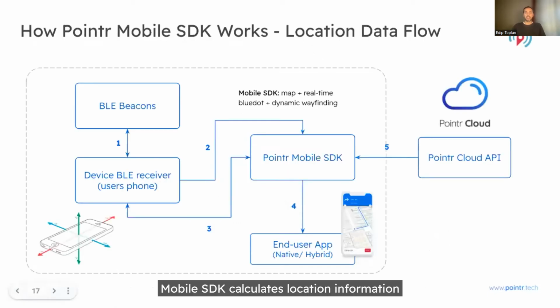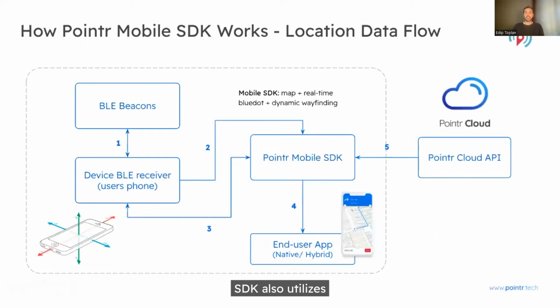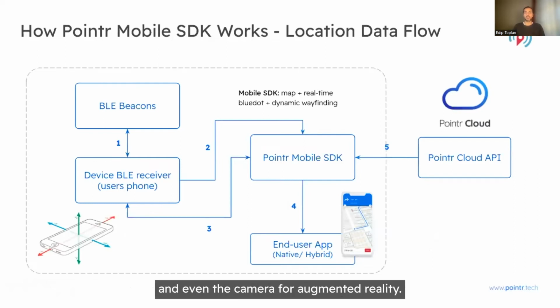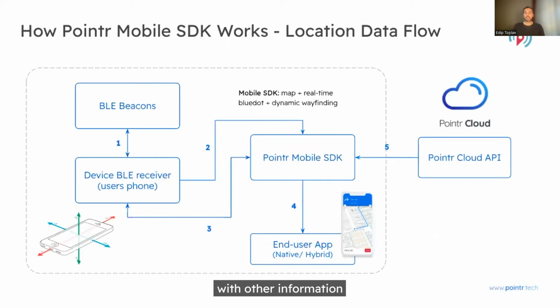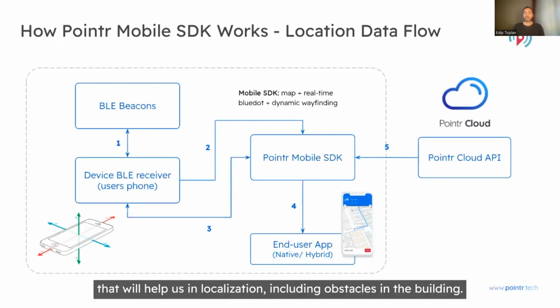Mobile SDK calculates location information mainly by listening to Bluetooth beacons around. SDK also utilizes other sensors available on the phone, including gyroscope, accelerometer, and even the camera for augmented reality. We get beacons to monitor from Pointr Cloud API together with other information that will help us in localization, including level and building boundaries, obstacles within buildings, walkable places, and important locations like POIs.